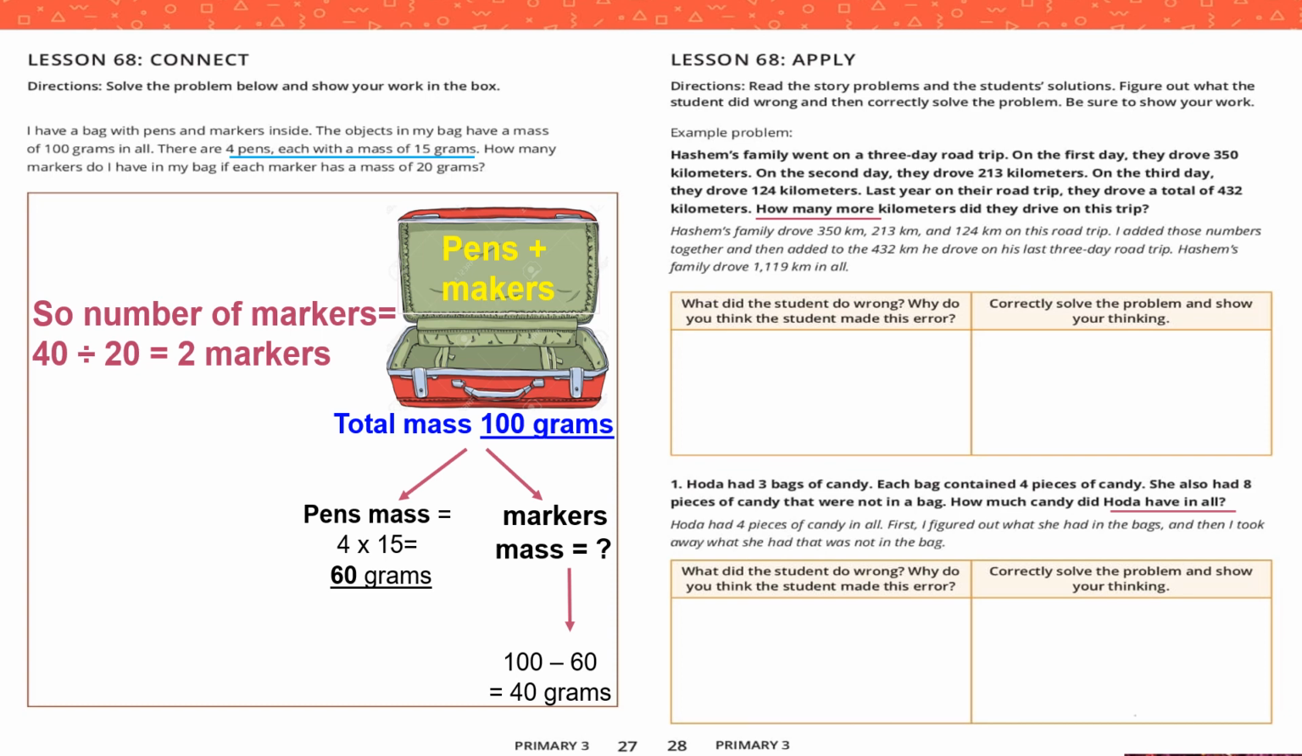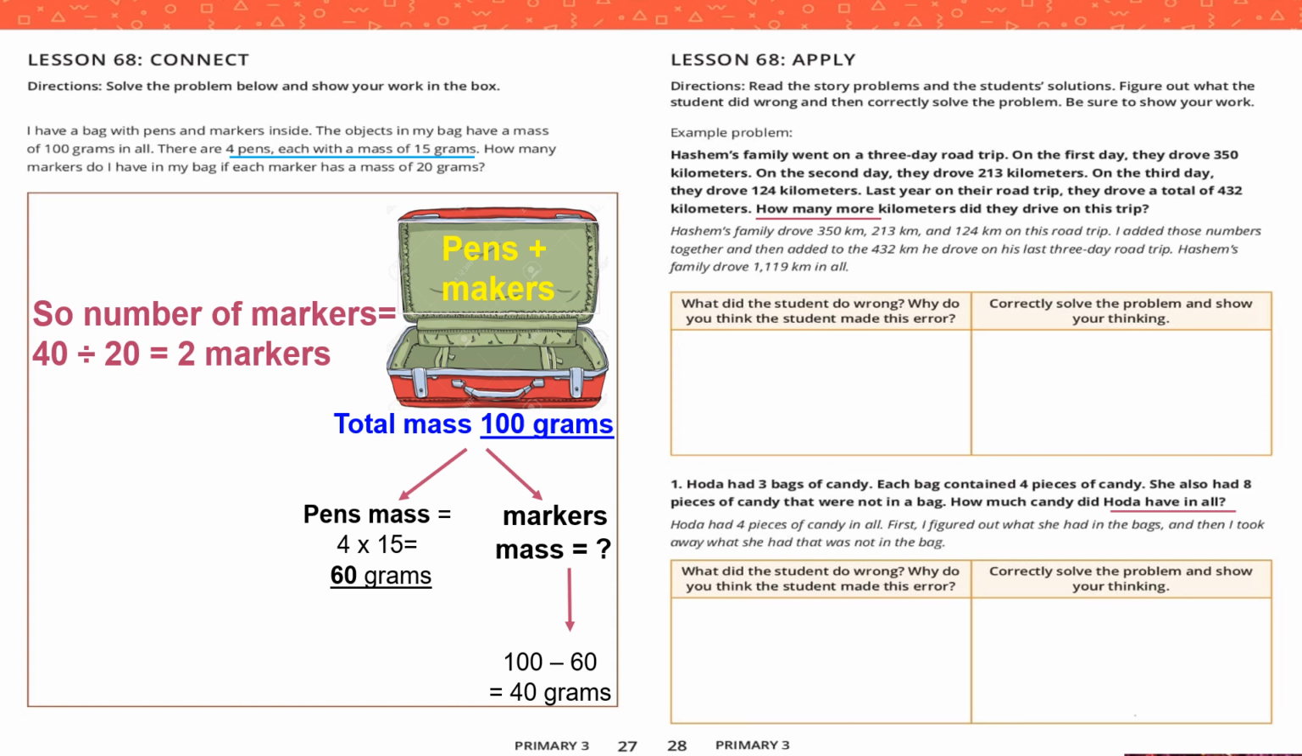The first story problem: Hashim's family went on a 3-day road trip. On the first day, they drove 350 kilometers. Second day, 213 kilometers. Third day, 124 kilometers. So we have 3 days, and in each day they drove some kilometers.